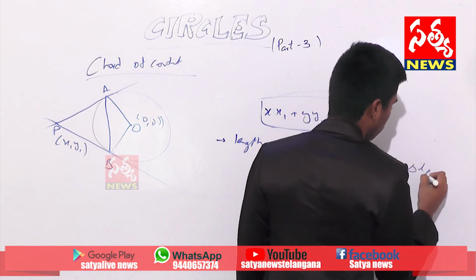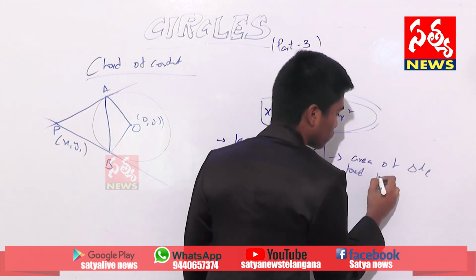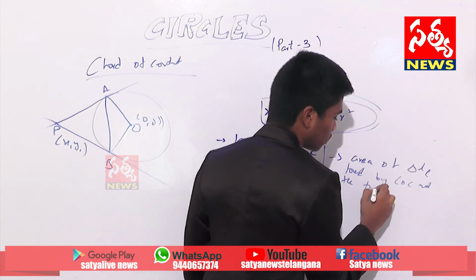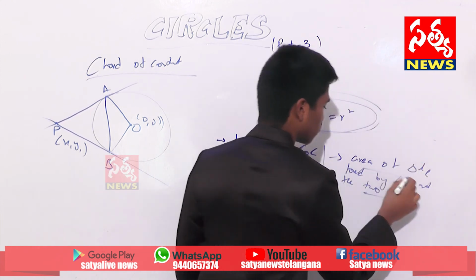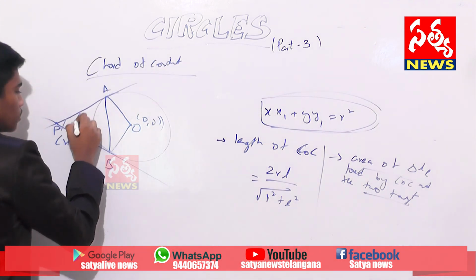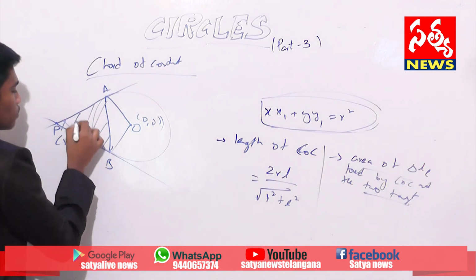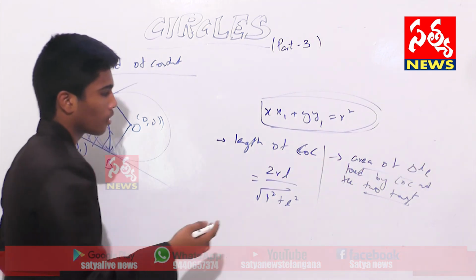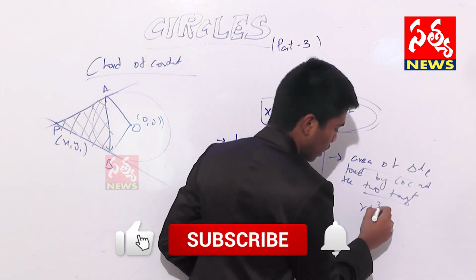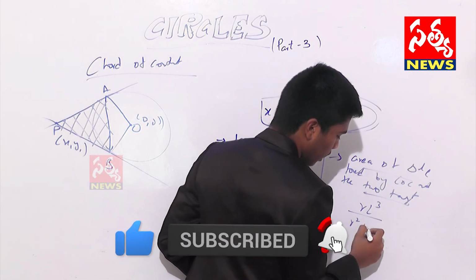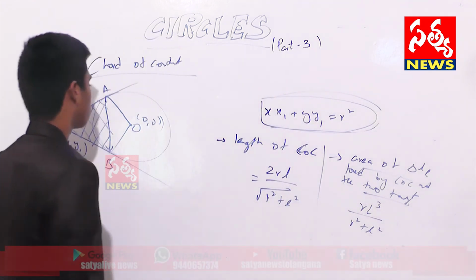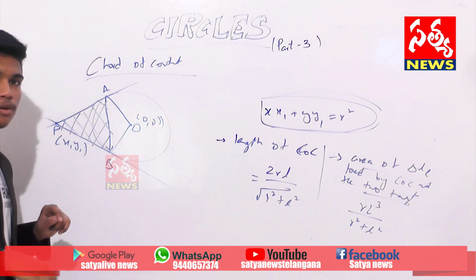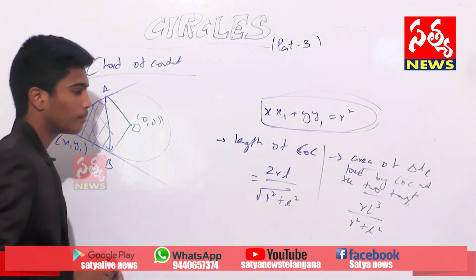The next formula is the area of the triangle formed by the chord of contact and the two tangents. See, this is the triangle. We have to find the area of triangle PAB. The direct formula for this is rL cube by r square plus L square, where L is the length OP. Okay, L is the length of OP.